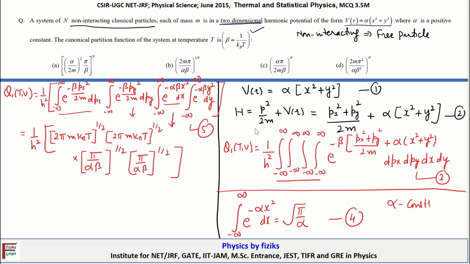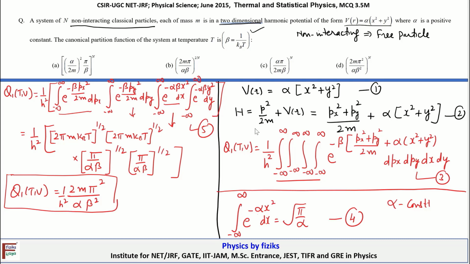Okay, and now we have to simply adjust the terms. After rearranging all the terms, the final result that we obtain is equal to Q1 T V, which is the partition function for a single particle. After solving it, the result is 2m pi square upon alpha beta square, multiplied by 1 by h square. So that's the single particle partition function.